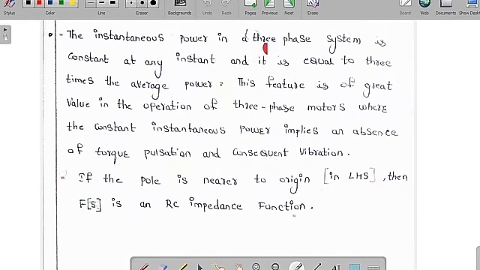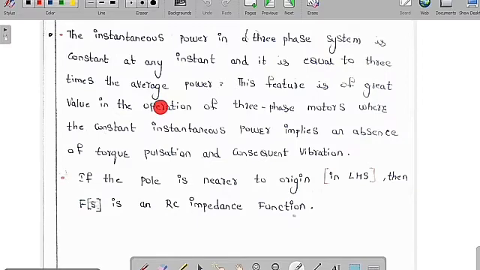The instantaneous power in a three-phase system is constant at any time, and it is equal to 3 times the average phase power. This feature is of great value in the operation of three-phase motors, where the constant instantaneous power implies an absence of torque pulsation and the consequent vibration. See here, the instantaneous power in a three-phase system is always constant in nature. Because of this, there will be no torque pulsation and no vibrations. But in a single phase, the instantaneous power is alternating; it changes with respect to time. So the torque changes, and therefore there will be a lot of vibrations.